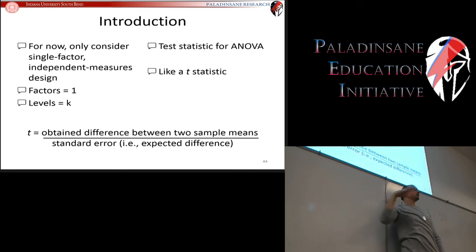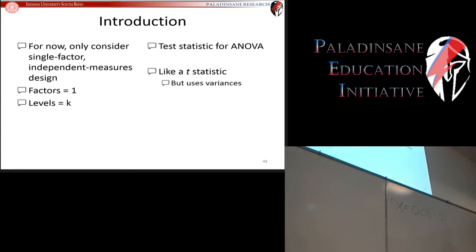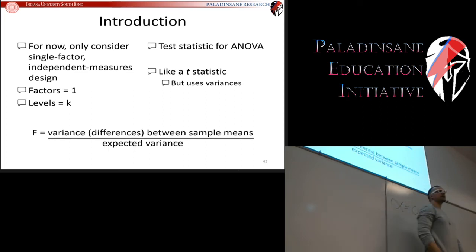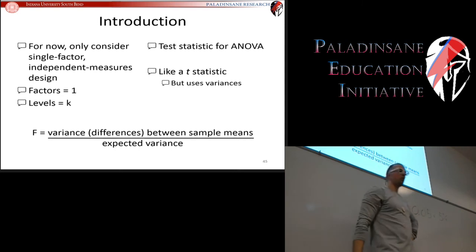ANOVAs do the exact same thing, except instead of differences, they analyze variances. It's right there in the name. It's the analysis of variance. So whereas a t-test was the actual difference divided by your expected difference, an F statistic for ANOVAs, F for ANOVA, is the actual variance that you found between your samples divided by the variance that you expected to find. So again, it's what did you actually find divided by what you expected to find.